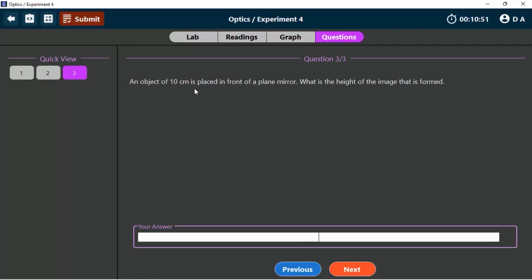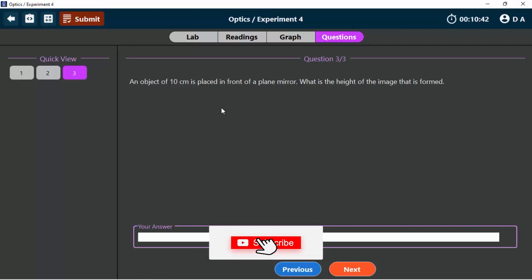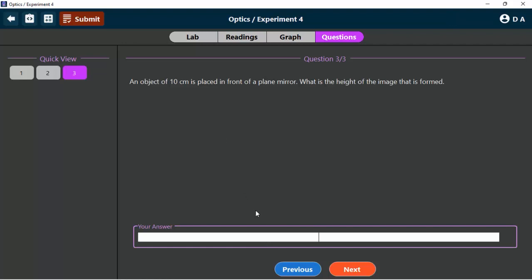Then an object of 10 centimeters is placed in front of a plane mirror. What is the height of the image that is formed? So for a plane mirror, the image height is equal to the object height. So since the object height is 10 centimeters, the image height will also be 10 centimeters.